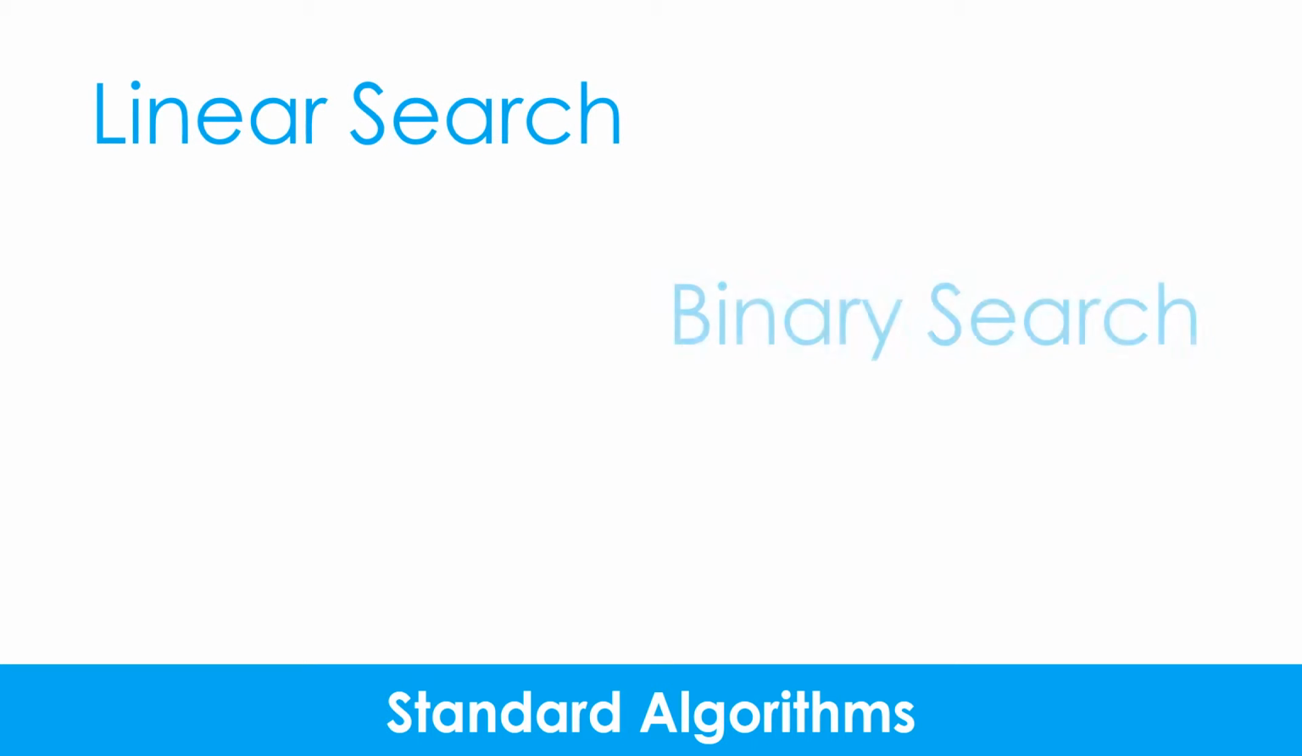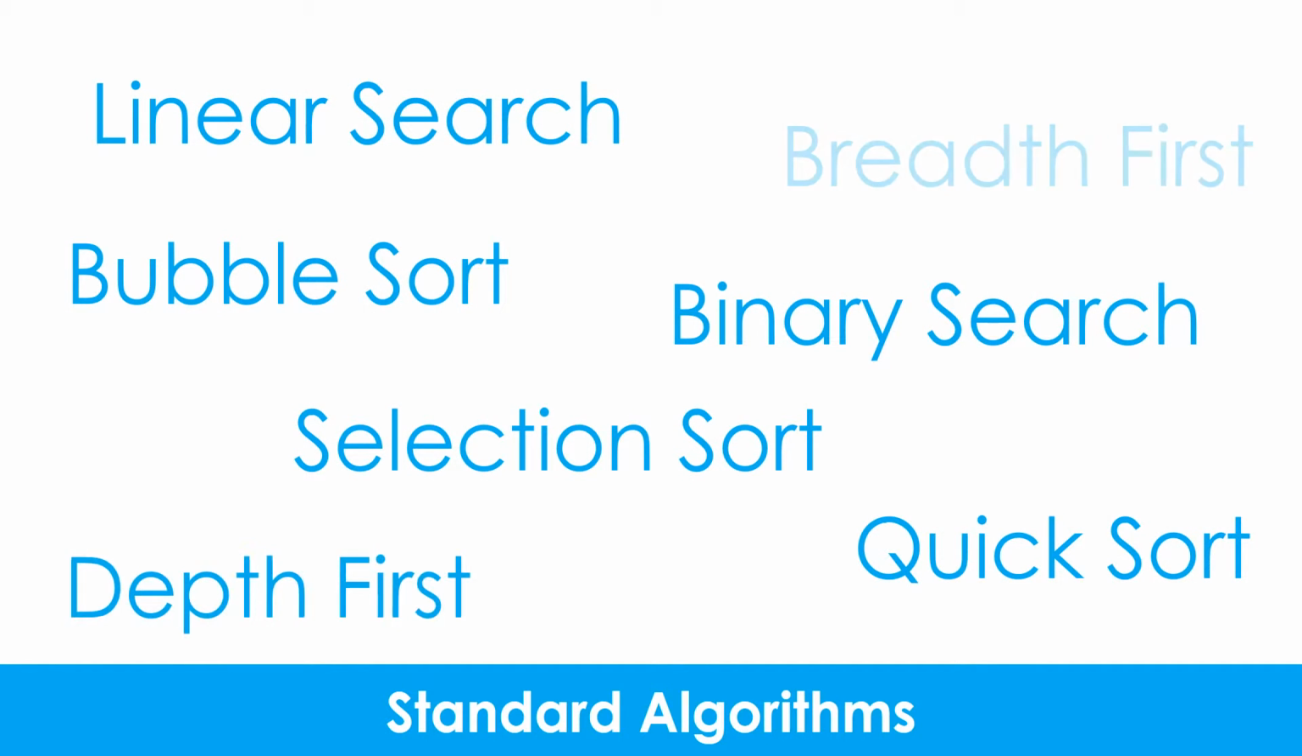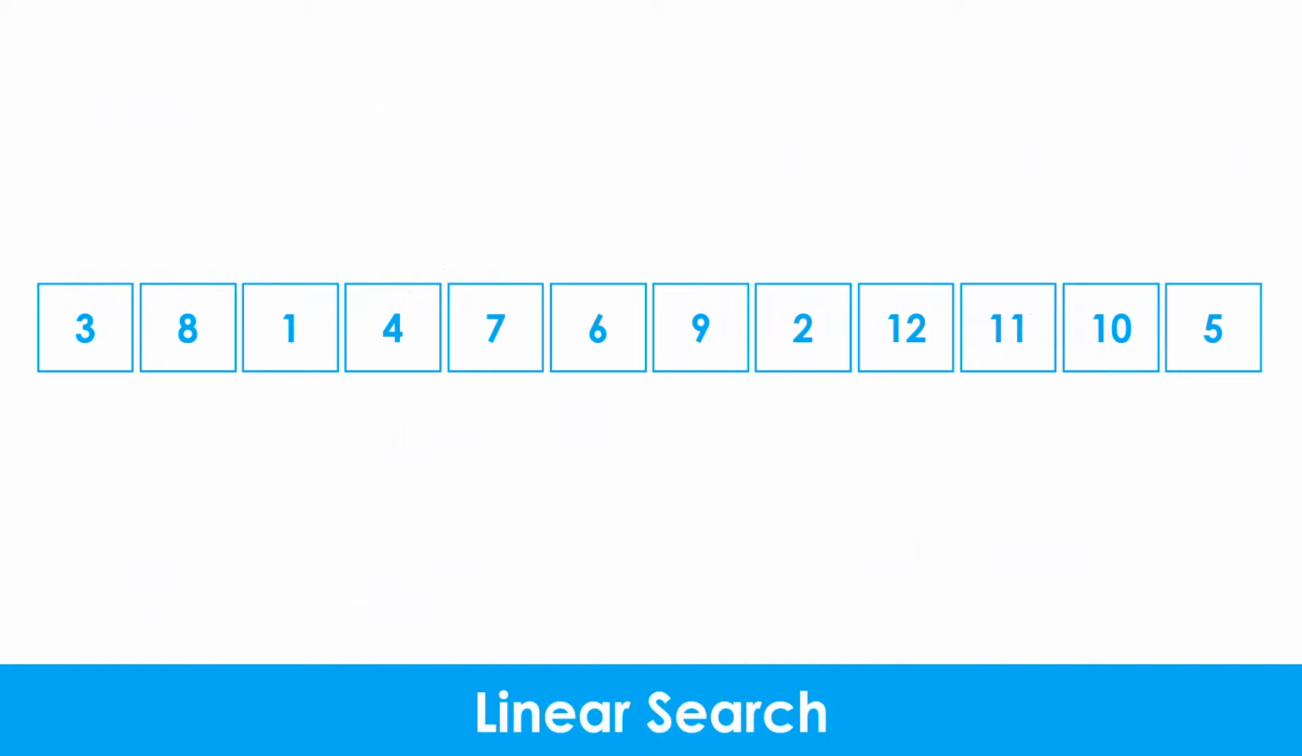There are a range of standard algorithms that are used in computer science to solve common problems. Linear search is the simplest searching algorithm. It starts at the first element in the list and checks every element until it finds the one it is looking for. In this example, we are looking for 7. The problem with this method is it isn't very efficient.